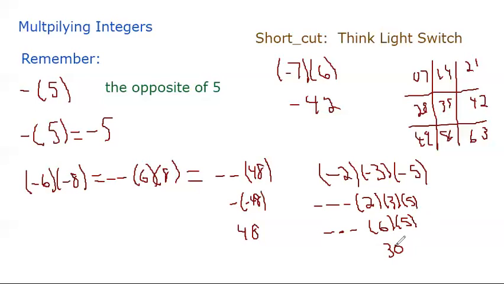But notice how you have to do the light switch now. One negative is negative. The second negative flips it to a positive. The third negative flips it back to a negative. So therefore, the answer is a -30. So we have that kind of thinking there. So multiplying integers is all about bringing the negativity out to the numbers and then bring it all back in.